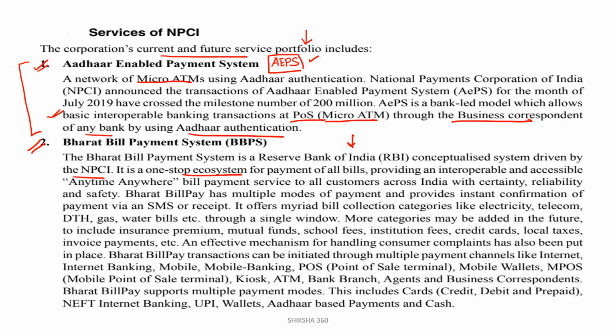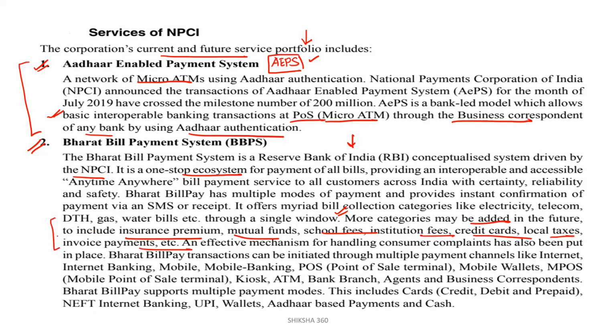Bharat Bill Pay has multiple modes of payment and provides instant confirmation of payment via an SMS or a receipt. It offers billing collection categories like electricity, telecom, DTH, gas, and water bills through a single window. More categories may be added in the future, including insurance premiums, mutual funds, school fees, institution fees, credit cards, local taxes, invoice payments, etc.